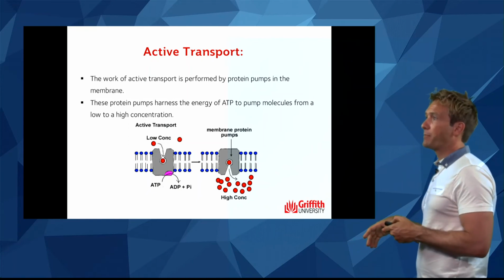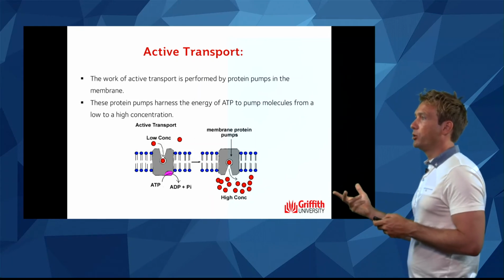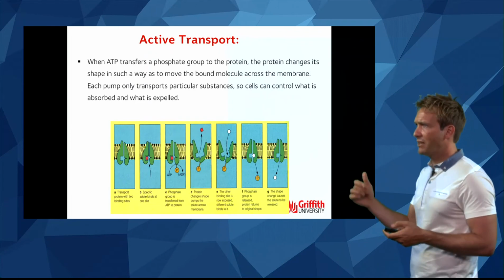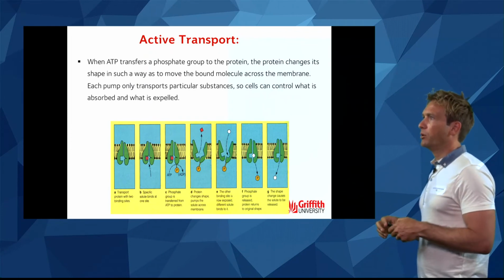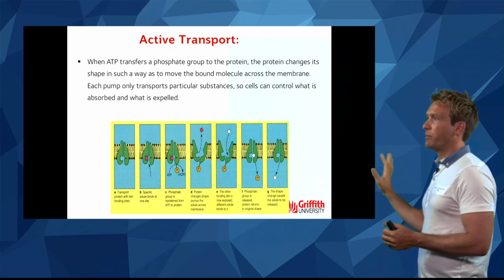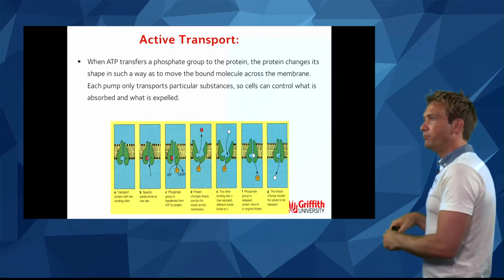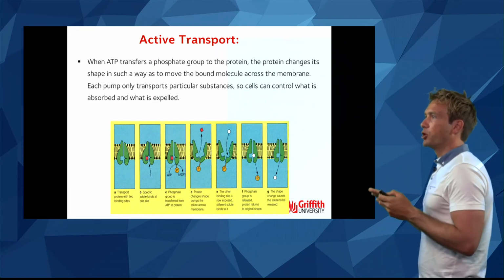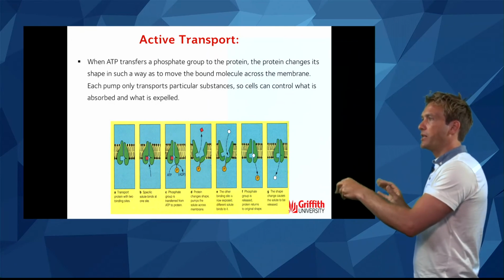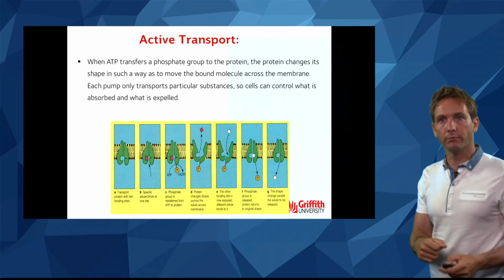These protein pumps harness the energy of ATP, adenosine triphosphate, to pump molecules from a low to a high concentration. And that's just another example of the molecule. The protein changes its shape in such a way as to move the bound molecule across the membrane, so it literally captures it and pulls it inside. So cells can control what is absorbed and what is expelled. If you just know that it requires ATP and it can capture a molecule and push it against a concentration gradient, you've had a win.